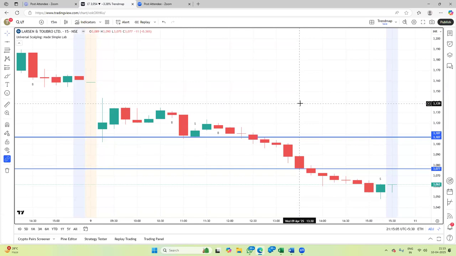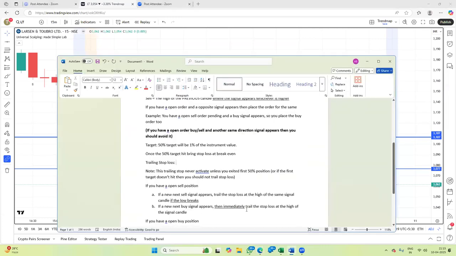Now, after the first target is hit, should I wait for that particular candle to close? Yes, that is important. So the answer is no.